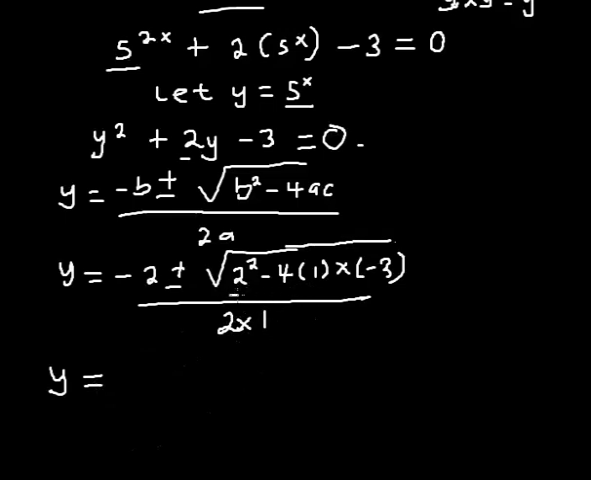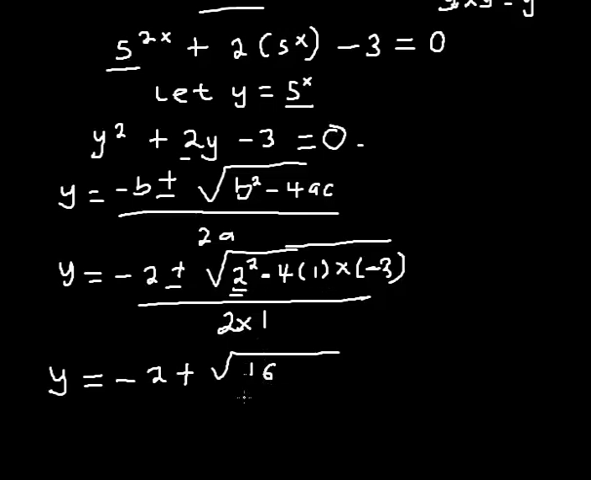This is 4. 2 squared is 4. 4 times, of course, minus times minus here is plus. So let's start with this one first. Minus 2 plus or minus, so I'm having 4 plus 4 times 1 is 4. 4 times 3 is 12. So 12 plus 4 is 16, all right.